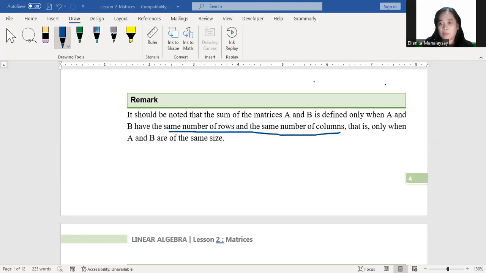As I've mentioned in the previous video, we have to note that the sum of two matrices is only defined when these two matrices have the same number of rows and the same number of columns. That is, when A and B are of the same size. Some would ask, paano po kung magkaiba yung size? Definitely, we cannot get the sum, or we will simply say that the sum is undefined.